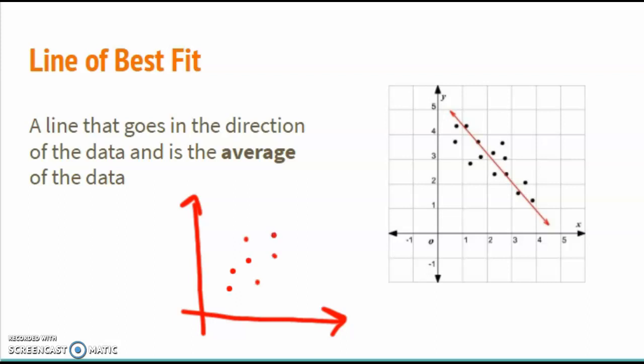If you want to put a couple examples, notice this one, I had my dots kind of trending upwards. So my line of best fit would be probably somewhere through here. Notice that about half the data points are above the line, about half are below the line. There isn't an exact science behind line of best fit. Just make sure you're getting somewhat close to the data points.